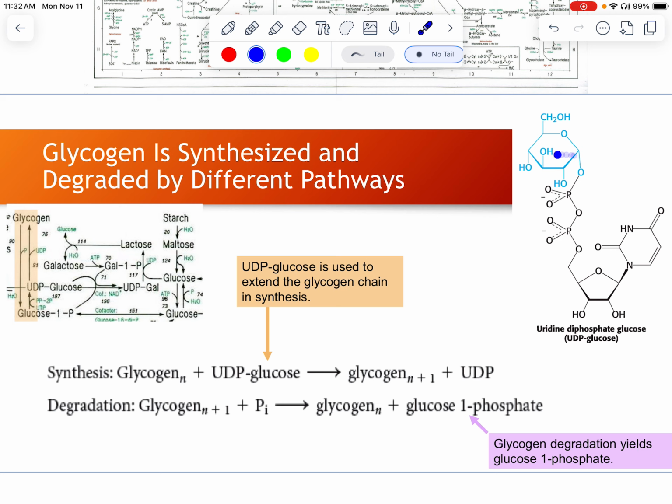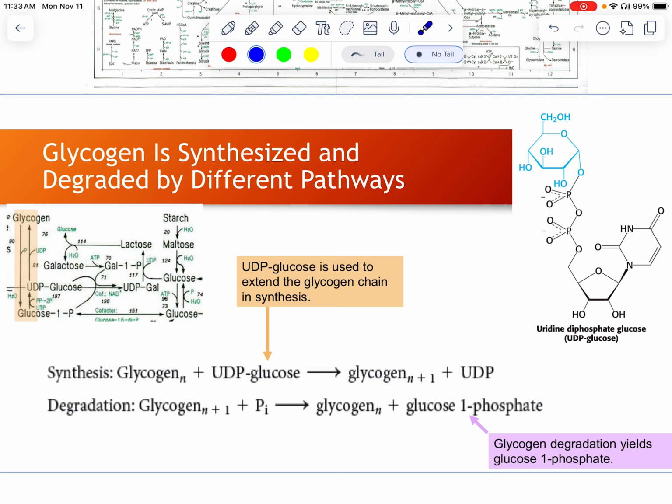Over here we have our uridine diphosphate glucose. So this is a pyrimidine base instead of purine base, so it has a single ring. Here's our base rather than that double ring. Okay, we've got our ribose, and then we see our 2 phosphates, and then it's got a glucose bound right in here.